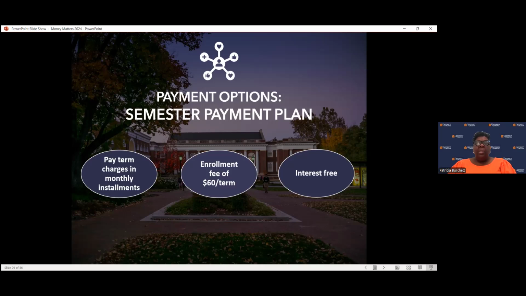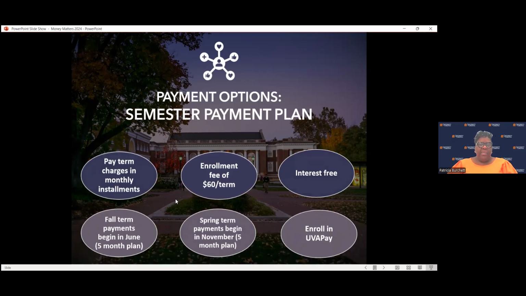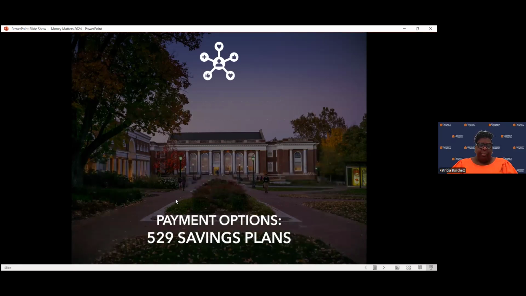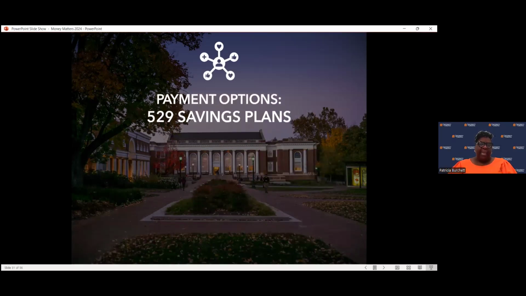With the payment plans, because there are various different month installments, I wanted you to also go to our website to get more detailed information concerning that and how it works, because it can be whatever is applicable to your situation financially. However, the terms may be 5, 4, or 3 months. And again, you have to enroll through UVA Pay.